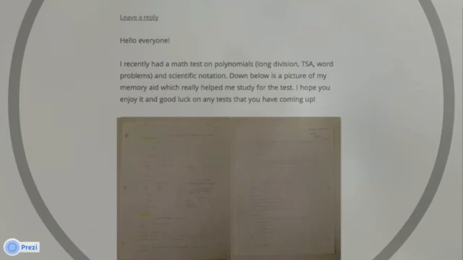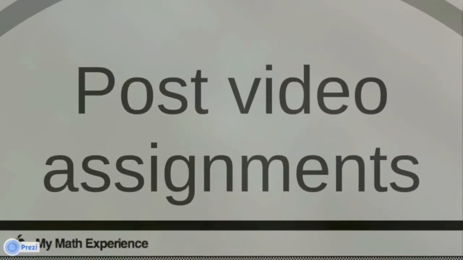So here's a student's blog post. This is her aide-memoire. And the advantage of showing each other's aide-memoires is the kids get to see what each other's doing. So if someone's making a really great aide-memoire, the others can learn from that person.